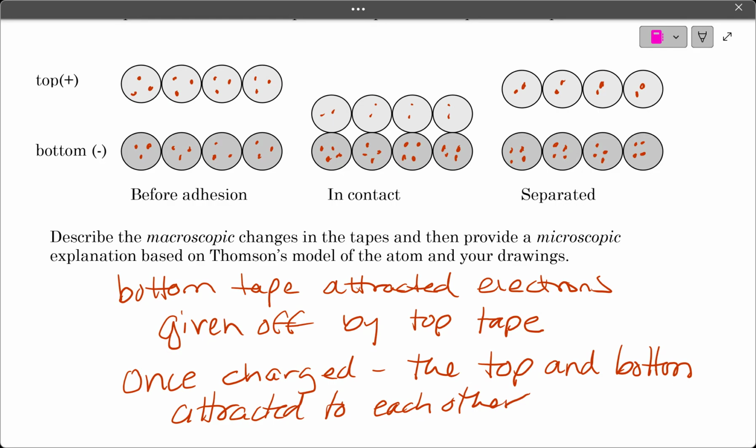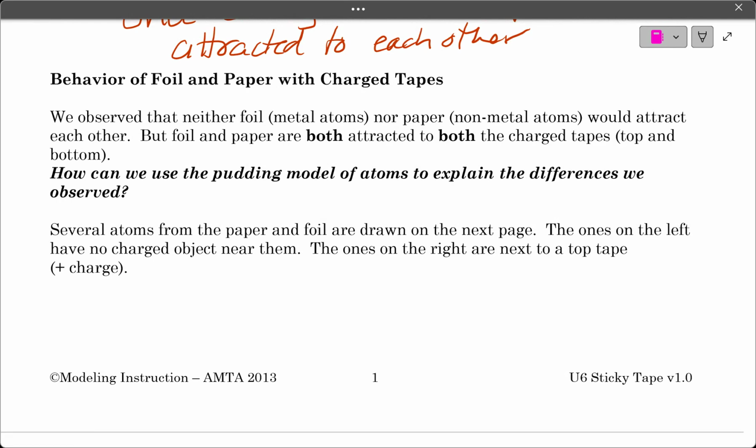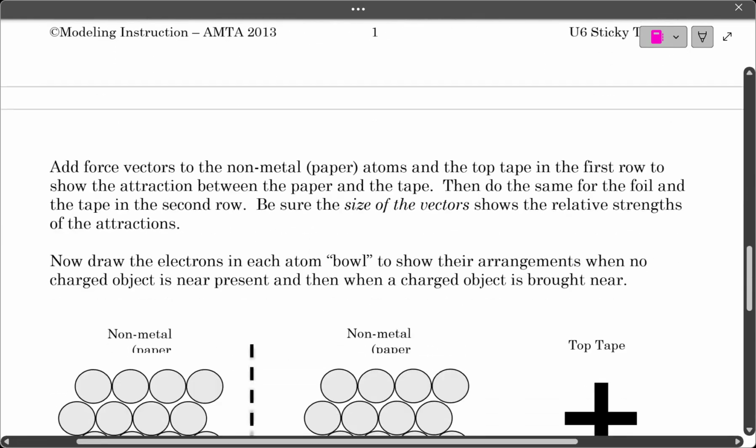Okay. You can pause that anytime so that you can copy down what you need to see. So in this part, we're reading about how the metal foil and the non-metal, the paper, would attract each other. They both attracted both charges. But what would the plum pudding model do in order to explain that? Well, let's see if we can do that with some pictures.